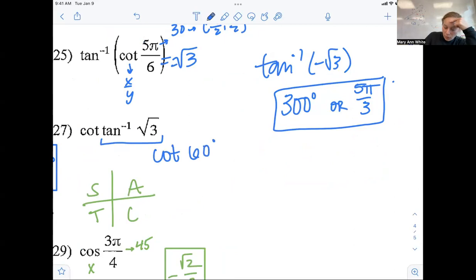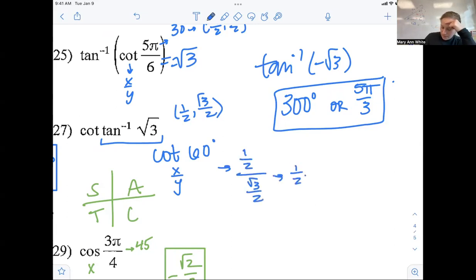I remember that my coordinate point for 60 is going to be 1/2 comma root 3 over 2. And so cotangent, x over y, is going to be 1/2 divided by root 3 over 2. Don't forget to rationalize. So I get root 3 over 3.